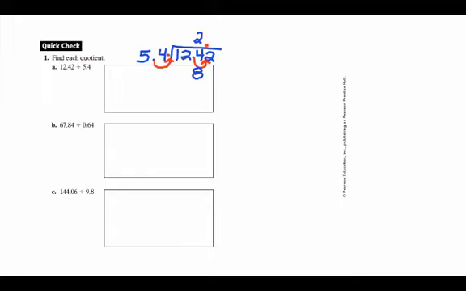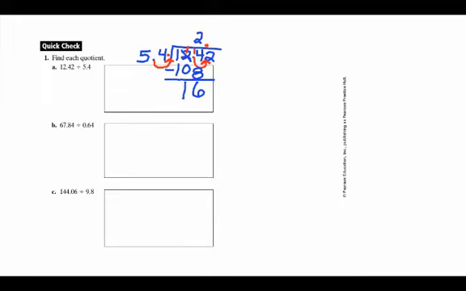2 times 4 is 8. 2 times 5 is 10. So you have 124 minus 108. So we begin our subtraction. You can't have 4 minus 8, so you have to borrow from the 2. Then we have 14 minus 8. 14 minus 8 is 6.